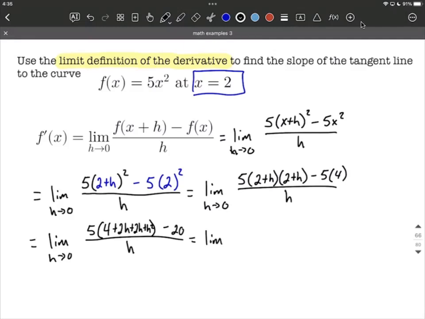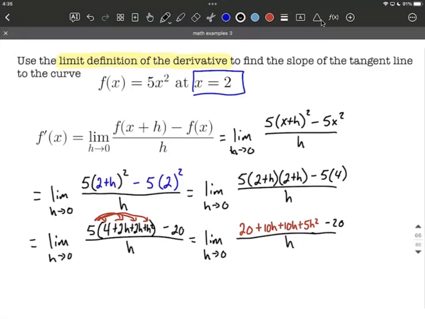My next step, we could either combine like terms in our numerator inside that set of parentheses, or distribute. I'm going to choose to distribute the 5 from the outside and bring this to each of these terms on the inside. All right, so it's going to be 5 times 4 makes 20. 5 times 2h makes 10h. 5 times 2h makes another 10h. And 5 times h squared makes 5h squared. We still need to bring along that minus 20 that was at the end and the h from the denominator.